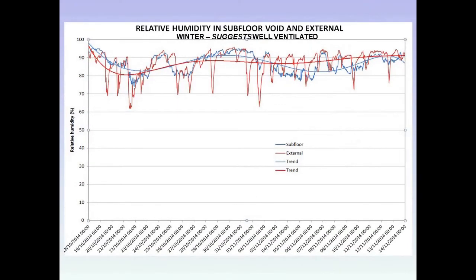And again, similar effect in a subfloor void. The external in winter suggests that it's well ventilated. Very, very similar RH conditions. The external conditions are being reflected in the subfloor void because the air is sweeping through, and you're getting the same air effectively in the subfloor void as you are outside. But again, to confirm this or make other adjustments, you will need to have more data, the temperature data.